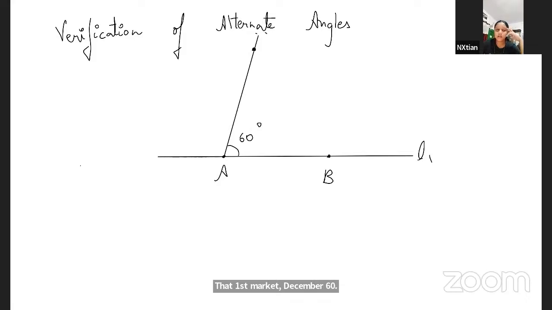Now from B, what will we do? Turn your notebook upside down like this. The angle that we're going to construct from B will be constructed below the line L1. Angle 60 from B, which we will construct below L1. You didn't understand? It's okay. You can turn your notebook like this, so B will come up. When B comes up, put the center of the protractor at B and mark 60 degrees like this.